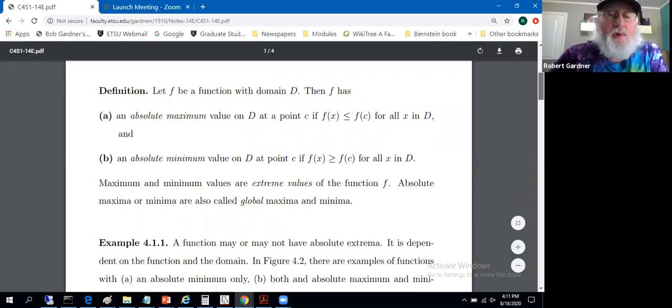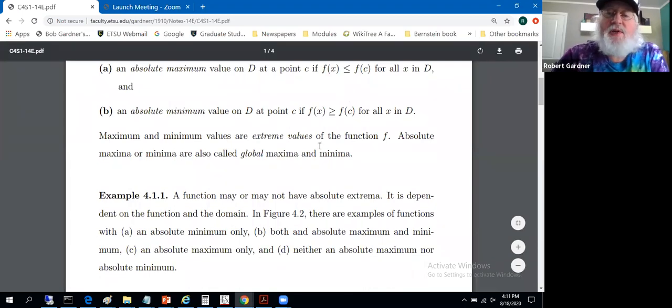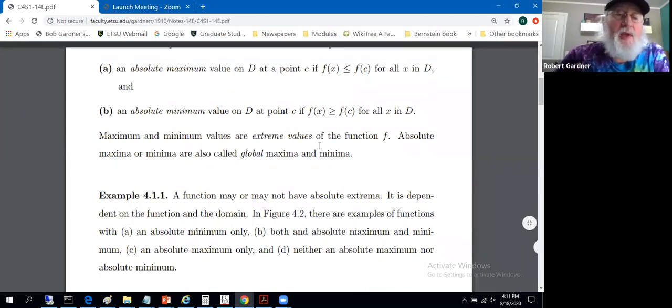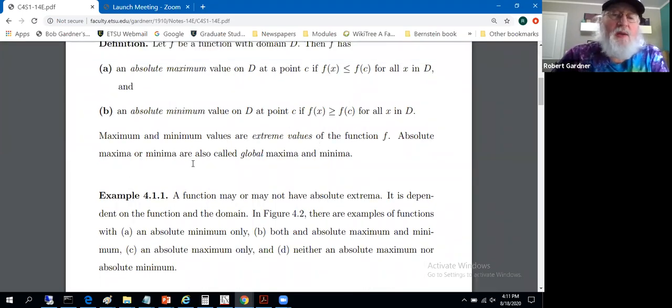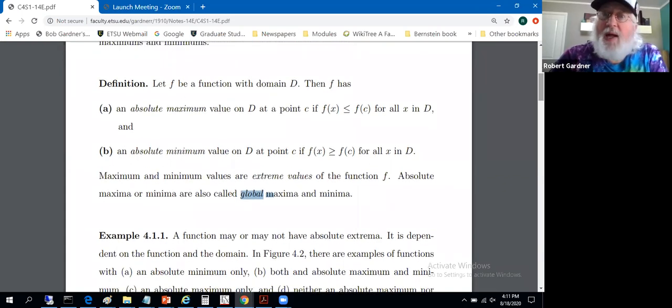Together, maximum and minimum values are called extreme values of a function. Absolute maxima or minima are sometimes called global maxes and mins. I think the book mentions this word in passing. It's actually a good word you're likely to encounter in some other applied math classes. But absolute max or min, global max or min, are really interchangeable.